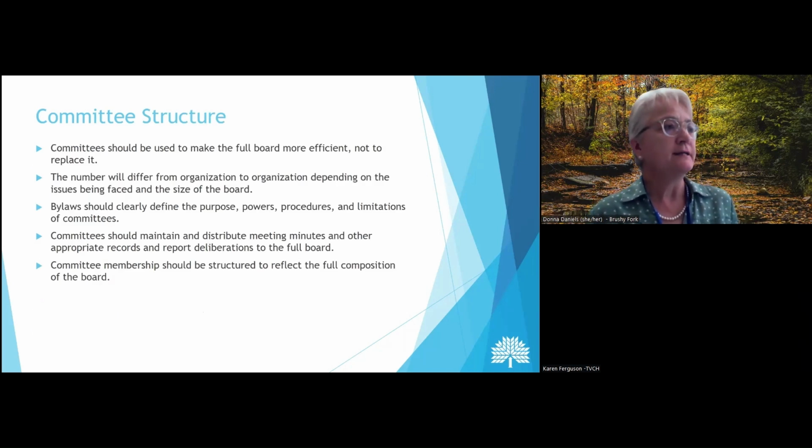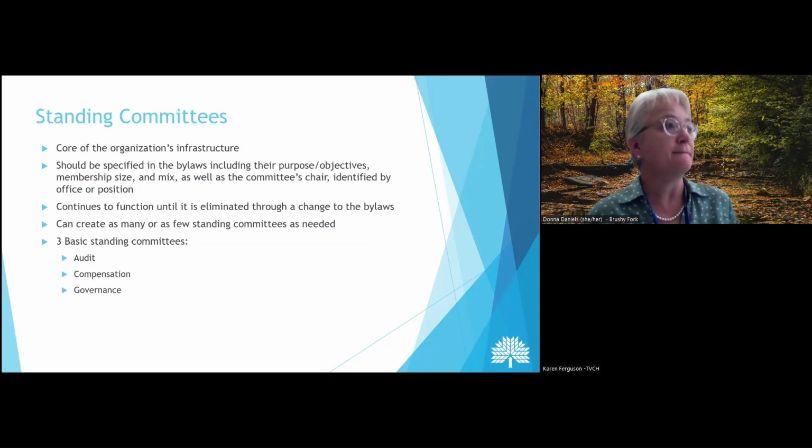And bylaws should clearly define the purpose, powers, procedures, and limitations of the committees. And so committees should also maintain and distribute minutes back to the board and those appropriate records, and the way they deliberate should be reported to the full board. Committee membership should be structured to reflect the full composition of the board also, so that you've not got the same people serving on committees over and over, but you've got the full board serving on committees in some way. Those standing committees that we talked about are really the core of the organization's infrastructure and should be specified in the bylaws. I mentioned that earlier.